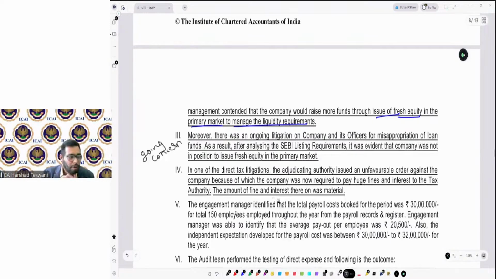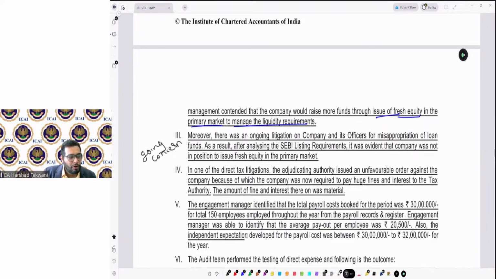Okay. The engagement manager identified that the total payroll cost booked for the period was 30 lakh for a total of 150 employees employed throughout the year, per the payroll records and register. The engagement manager was also able to identify that the average payout per employee was 20,500. Also, the independent expectation developed for the payroll cost was between 30 lakh to 32 lakh for the year.